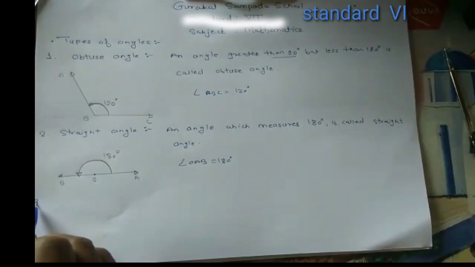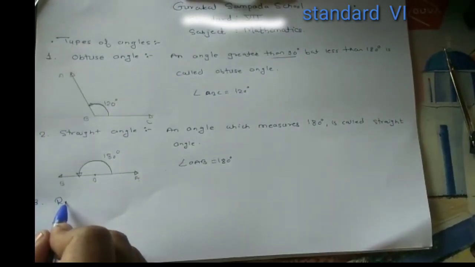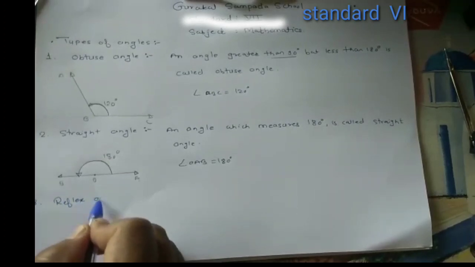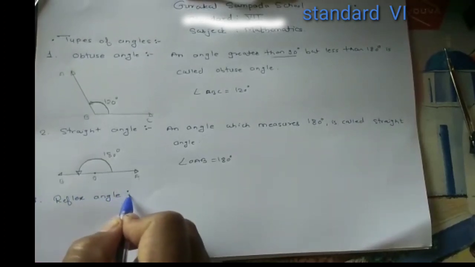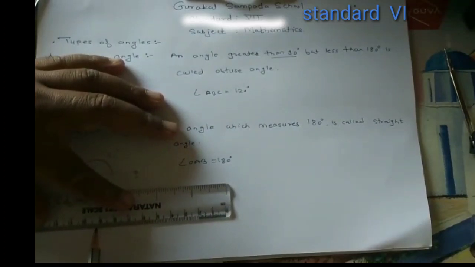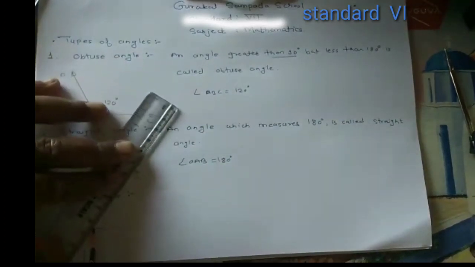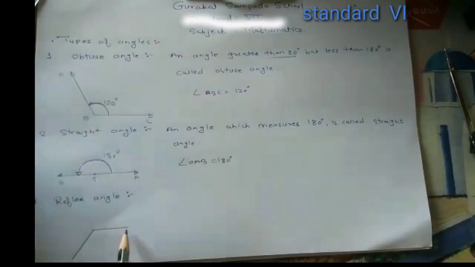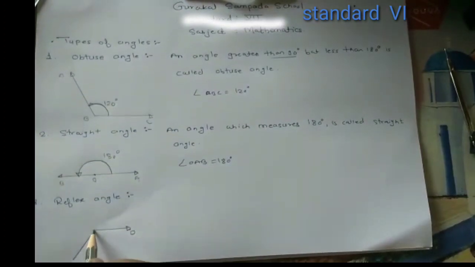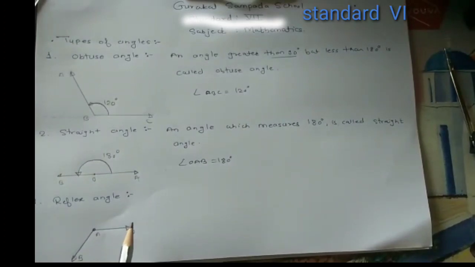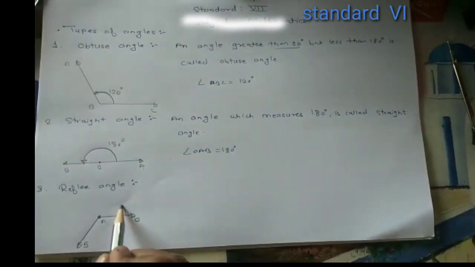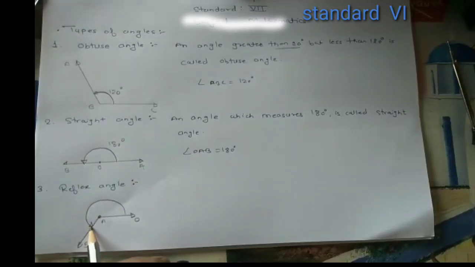Now the third is the reflex angle. What is a reflex angle? Now again I draw a figure. Suppose O, A and B. We know that we start to measure an angle from these positions, so it becomes like this. We have to measure this angle.